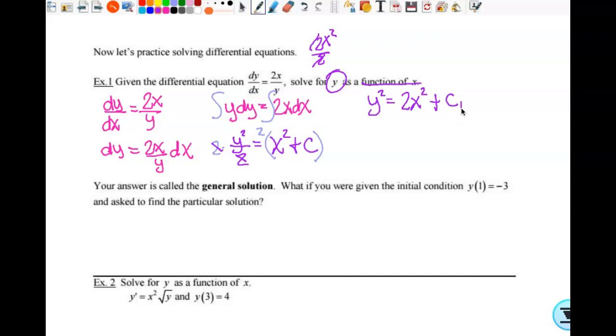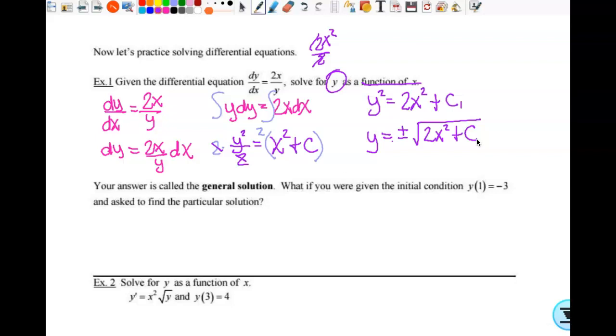All right? So now how do we undo the square? Square root. Okay, so when I take the square root, y is equal to plus or minus the square root of 2x squared plus c. And I'm going to just ignore that sub 1 there.